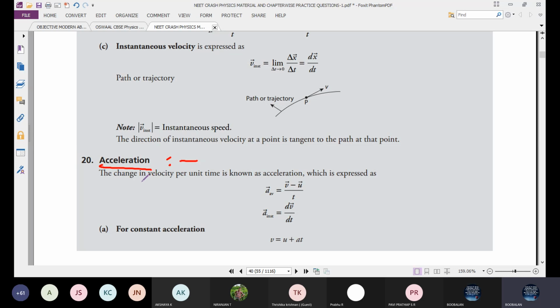Okay. Changing velocity divided by time. So velocity means what? The rate of change of displacement. So velocity has initial velocity and final velocity, two conditions. Now we'll discuss what is initial, what is final. Listen.